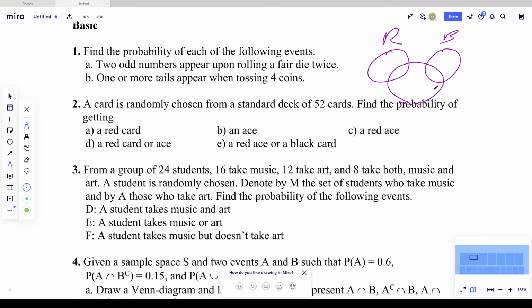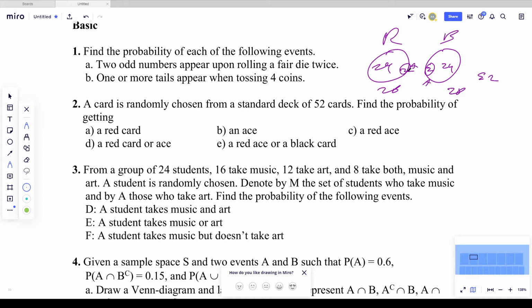Actually, an ace can either be red or black. So it's pretty much like this. Ace, ace. So it's more like a subset. So you can have here 2, here 2, here 24, 24. So 26 total, 26 total. Total is 52.